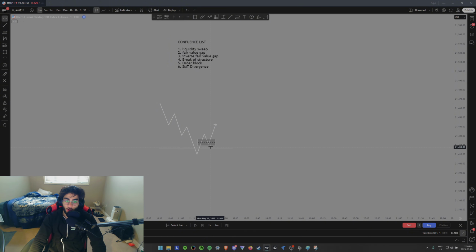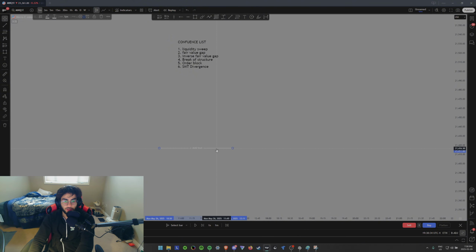Boom. Or if it's viable, we have an order block. Boom. And then we have a break of structure. Boom. And even if you have an SMT at the lows, even better. Target prominent high or imbalance. There you go. Let's look for some examples.